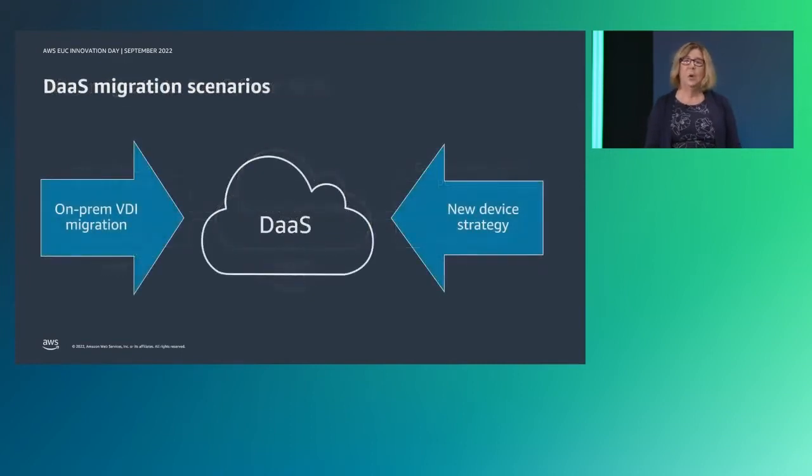Okay, so I just talked about the AWS Cloud Value Framework and the IT and business benefits of DaaS based on AWS's end-user computing services. Now let's go a click down and apply what I've shared on a more practical level. At AWS, we see organizations migrating to DaaS from two primary directions. First is from an existing on-prem VDI solution, or it can be combined with a new device strategy such as BYOD for employees or third-party contractors. Let's take a look at each of these migration scenarios separately.